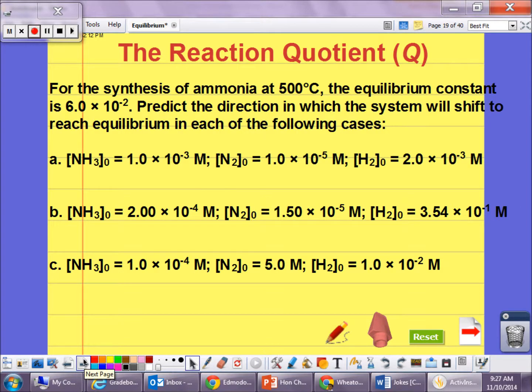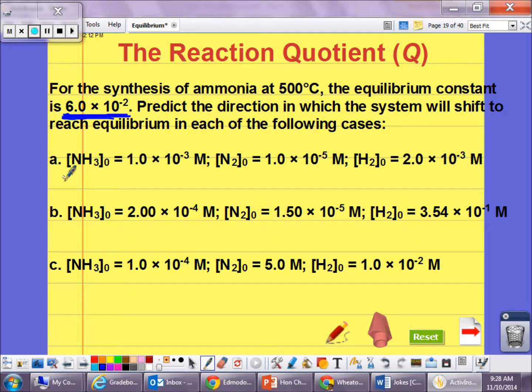Ready? Calculator please, everybody. The reaction quotient for the synthesis of ammonia. At 500 degrees Celsius, the equilibrium constant is this. This is your K. Predict the direction in which the system will shift to reach equilibrium in each of the following cases. Those concentrations are not at equilibrium; they are at any other time. That means I have to find Q for each one of them.